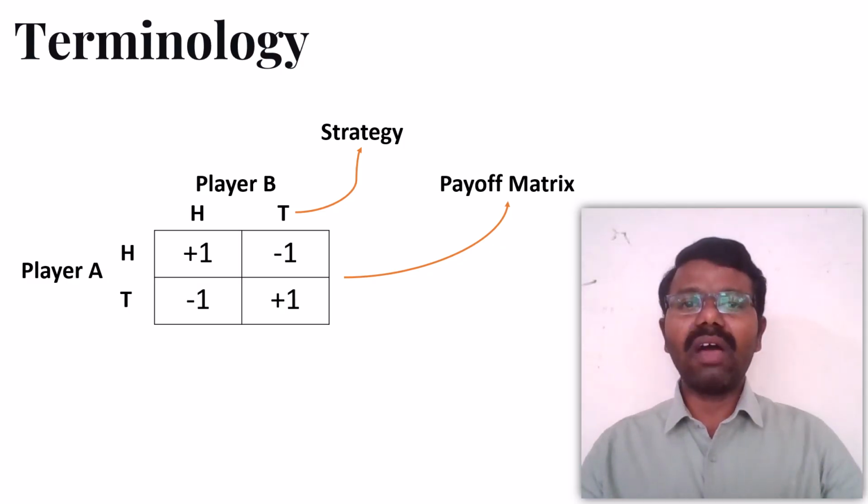Based on the video we saw, we will try to understand some terminology. Here player A and player B, two people, are playing in the video. The first strategy is head, the second strategy is tail. These are the strategies. He can select either head or tail. That is called the strategy.